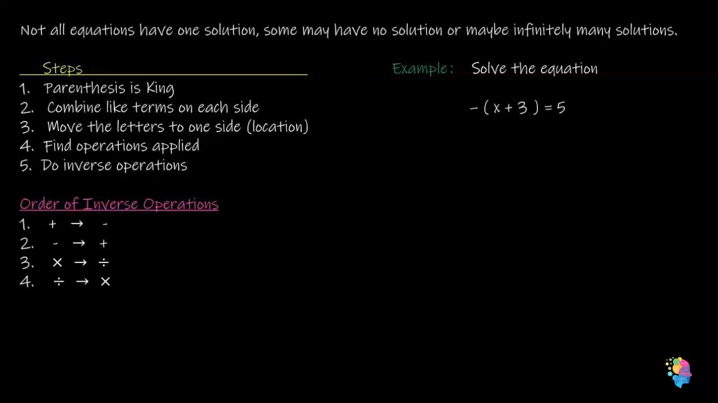First, we take care of the parentheses. We combine like terms on each side of the equal sign. We move the letters to one side. Then we find the operations being applied and do inverse operations.